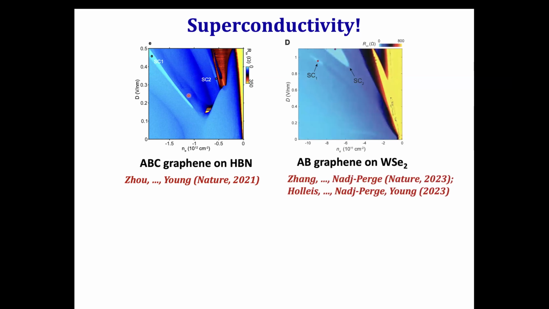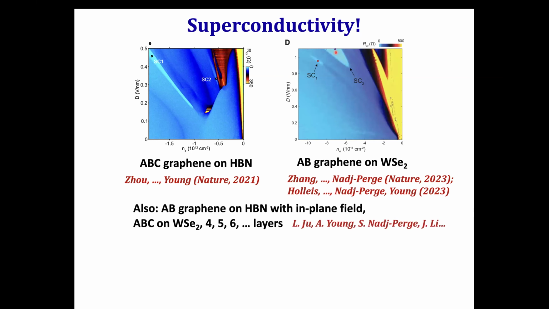This is ABC trilayer. It's not special to the trilayer. Okay, so this is an experiment on bilayer graphene with a different substrate, WSe2. And you also see these different superconducting regimes. And it turns out that superconductivity actually occurs in lots of these systems. So also Bernal bilayer graphene on hBN, a substrate.